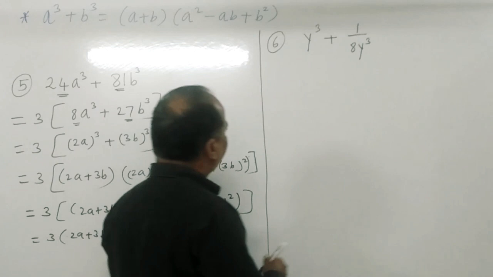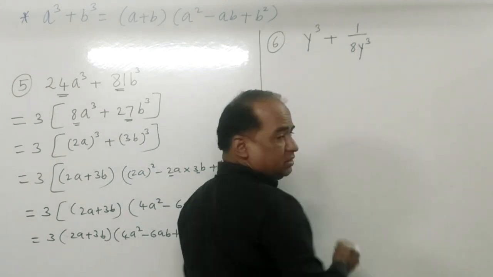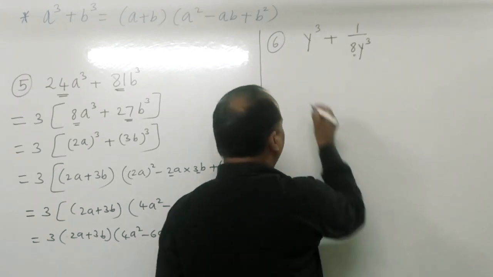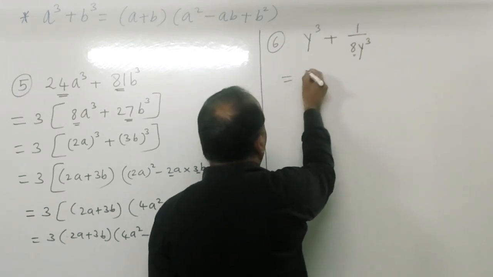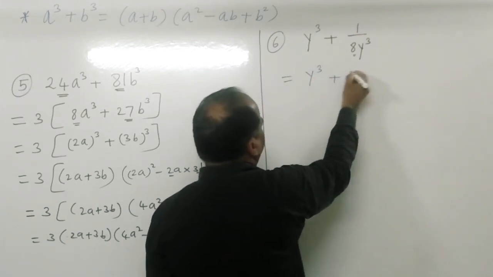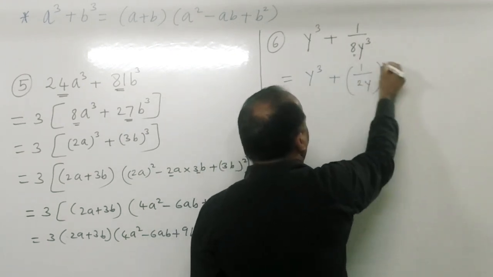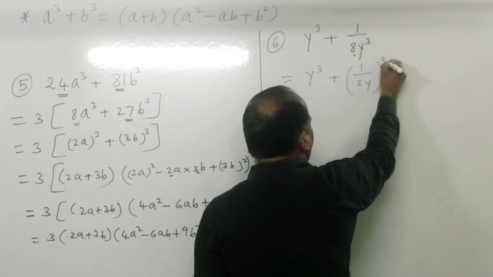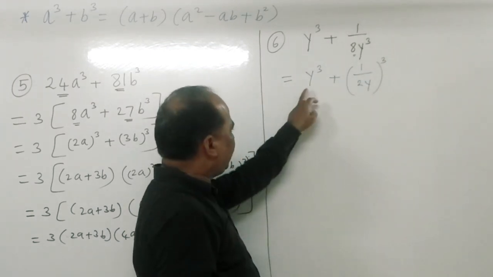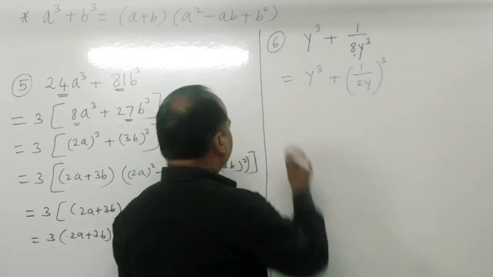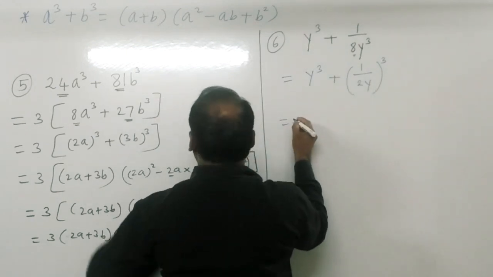Example, y cube plus 1 upon 8y cube. Now this 1 upon 8y cube we write in the standard form, which is equal to y cube plus 1 upon 2y bracket cube, since the cube of 2y is 8y cube. Now here a is equal to y and b is equal to 1 upon 2y. So we apply the same formula.